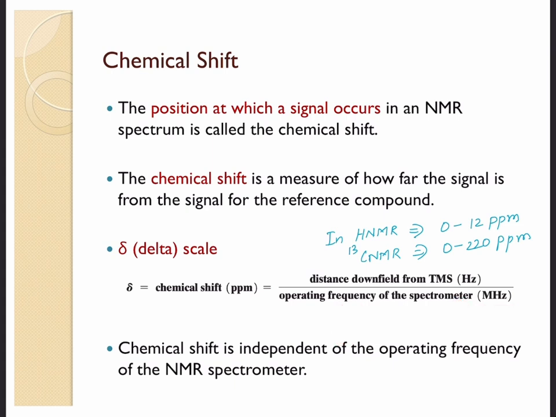In proton NMR, the protons can come anywhere between 0 to 12 ppm, and in carbon-13 NMR, the carbons can come anywhere between 0 and 220 ppm.